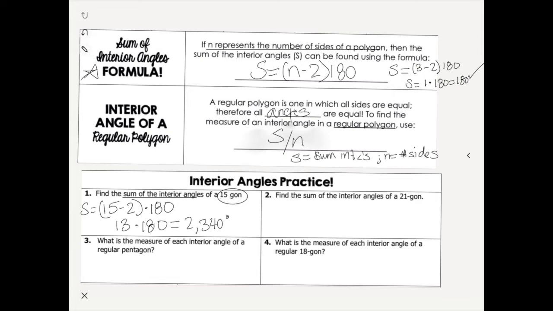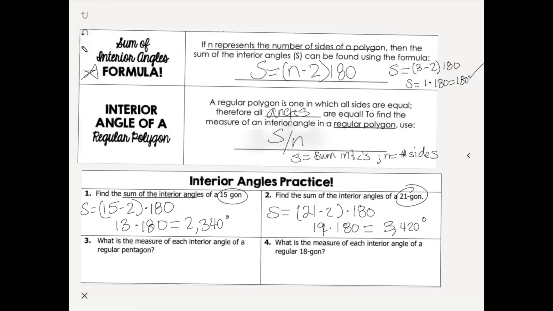Number 2 says find the sum of the interior angles of a 21gon. So that's 21 sides. So we're going to simply do S equals 21 minus 2 times 180, or 19 times 180, which equals 3,420 degrees.